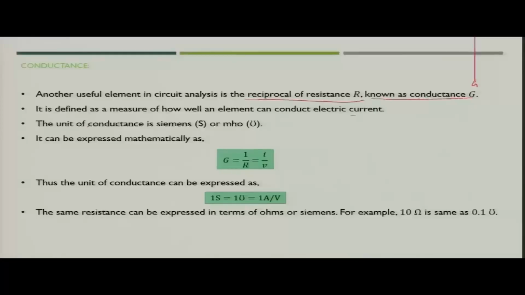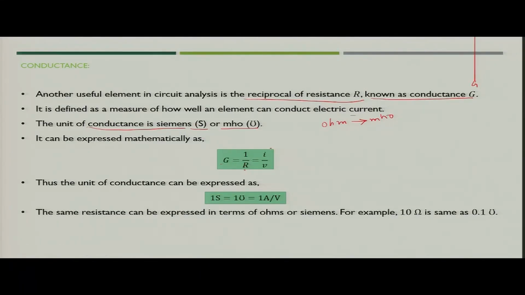So, the unit of conductance is given in Siemens, or alternatively you can say as mho. Mho is nothing but the opposite of ohm. So, if you write ohm in an opposite fashion, it will become mho. So, it is just easier for you to understand or to remember that mho is the dimension for the conductance. Now, it can be expressed mathematically as G is nothing but 1 by R.